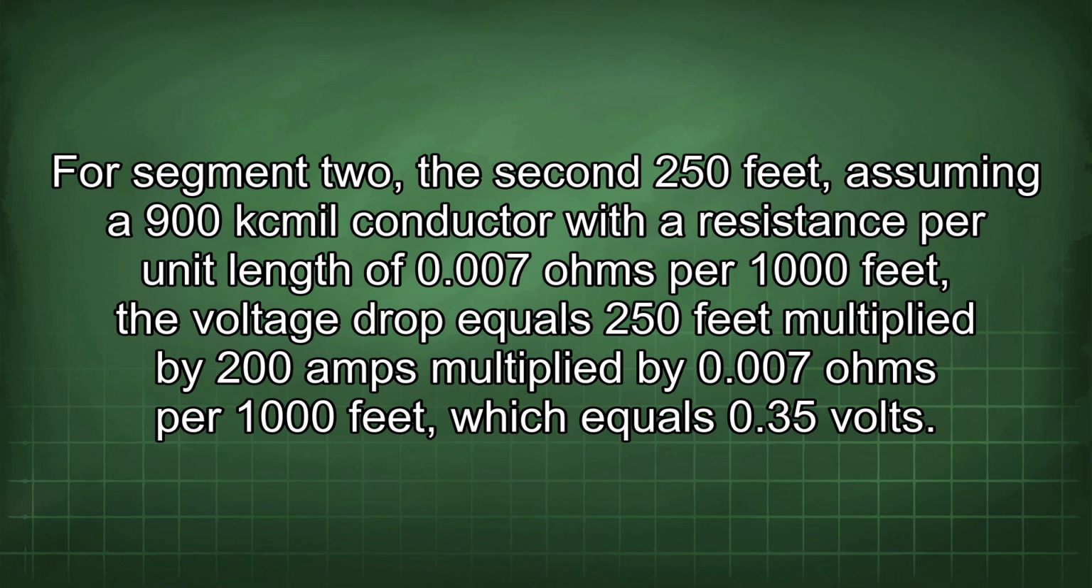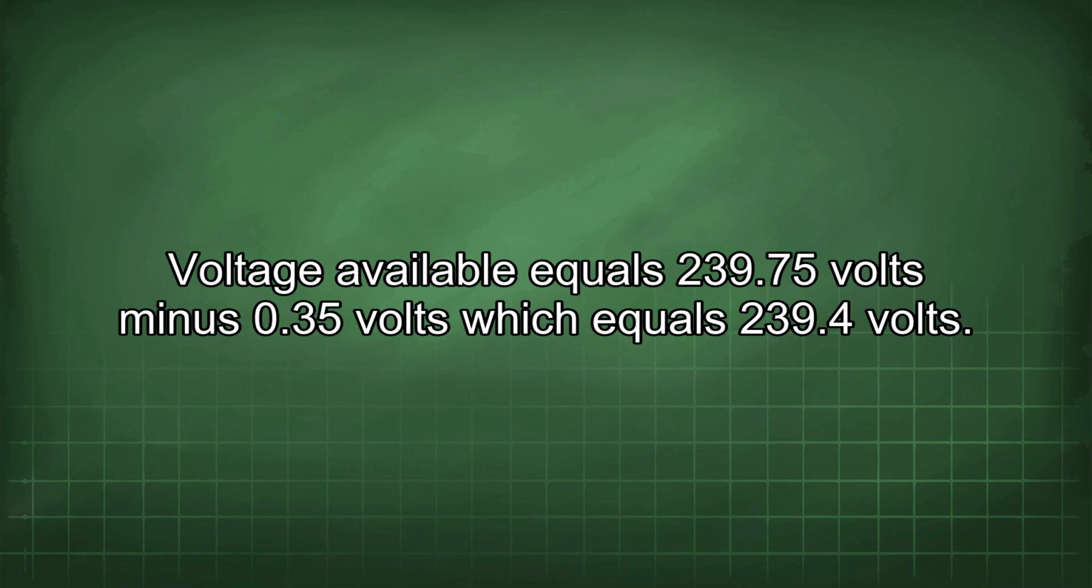For segment 2, the second 250 feet, assuming a 900 kcmil conductor with a resistance per unit length of 0.7 ohms per 1000 feet, the voltage drop equals 250 feet multiplied by 200 amps multiplied by 0.7 ohms per 1000 feet, which equals 0.35 volts. Voltage available equals 239.75 volts minus 0.35 volts, which equals 239.4 volts.